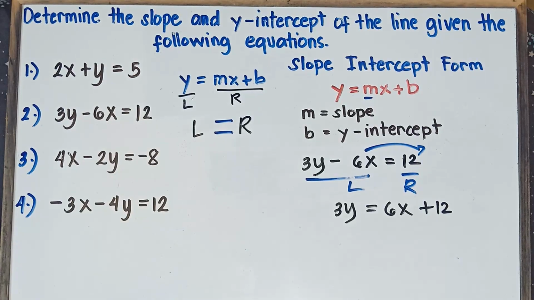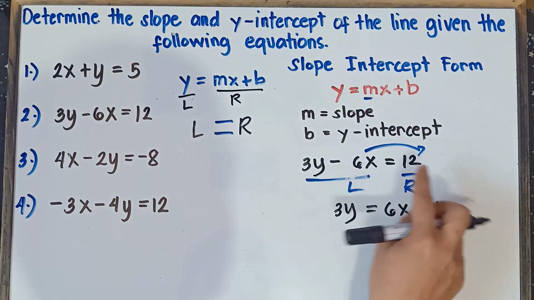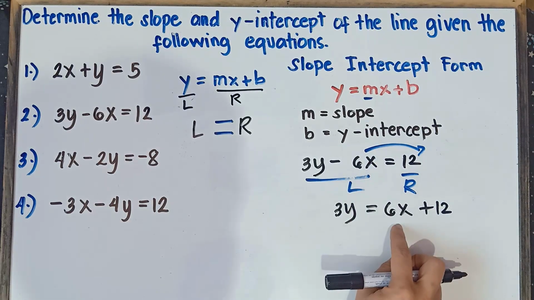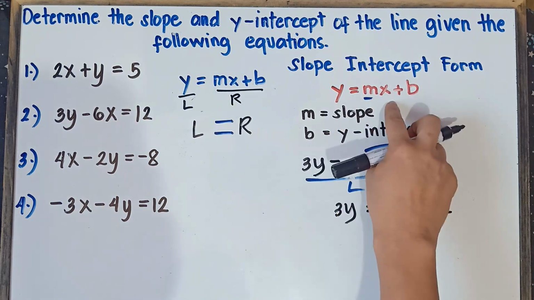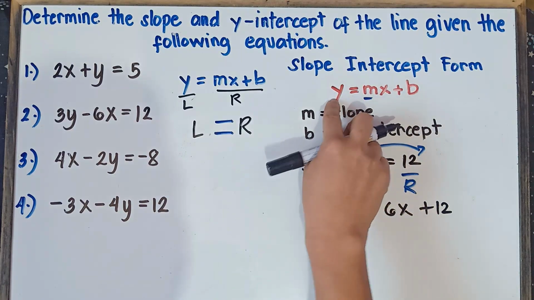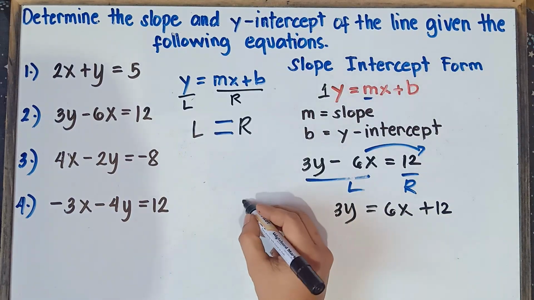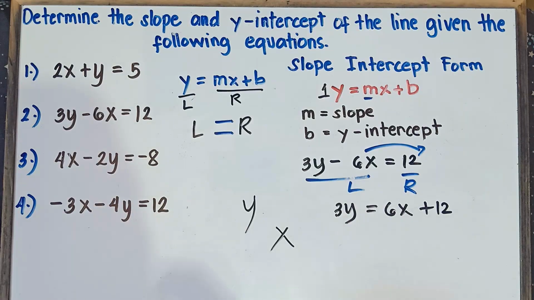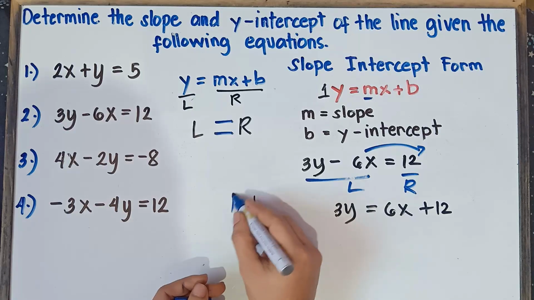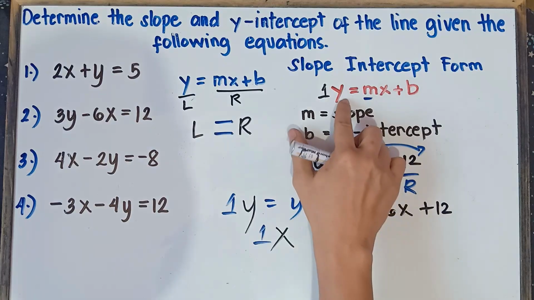Easy as that, class. So we have positive 3y, and we transpose negative 6x from left to right, and it becomes positive 6x. Now, to follow this format, we need to divide both sides by 3. If you have a variable, for example y or x, understand that the number before this variable, the numerical coefficient, is only 1. 1y is just the same as y.